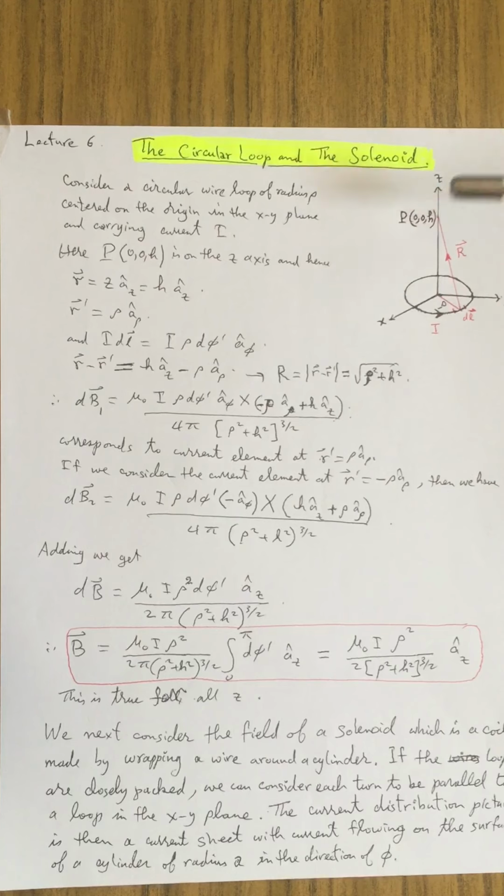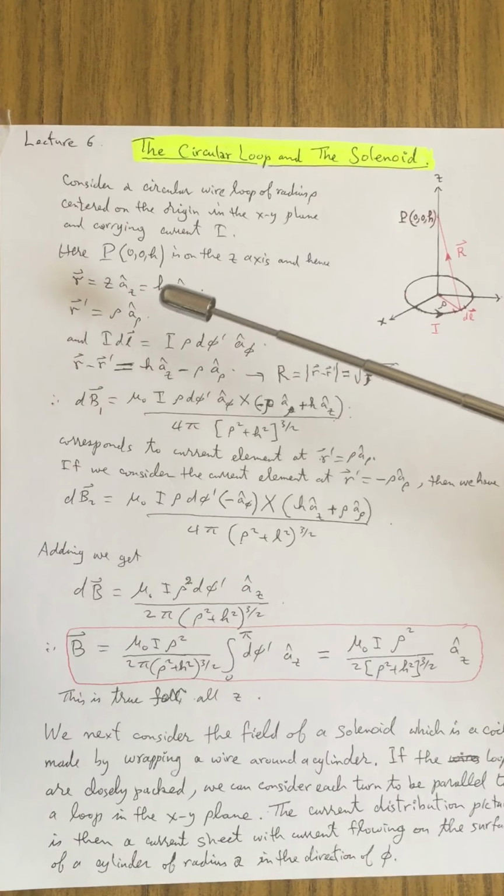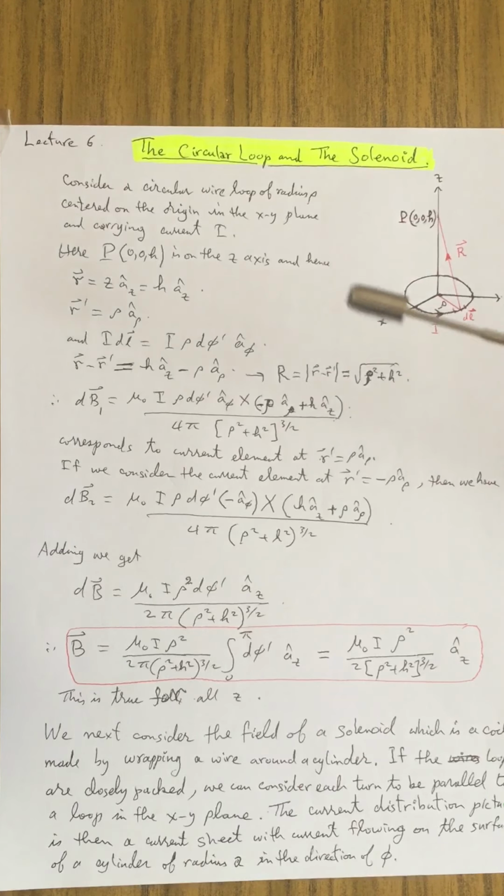So the position vector of the field point is R, which is H a_z, and the source point is a current element at (ρ, φ'), and the position vector is R' = ρ a_ρ. So the current element I dL is I ρ dφ' a_φ. R minus R' is H a_z minus ρ a_ρ, so the distance R is the magnitude of R minus R', which is the square root of ρ² plus H².